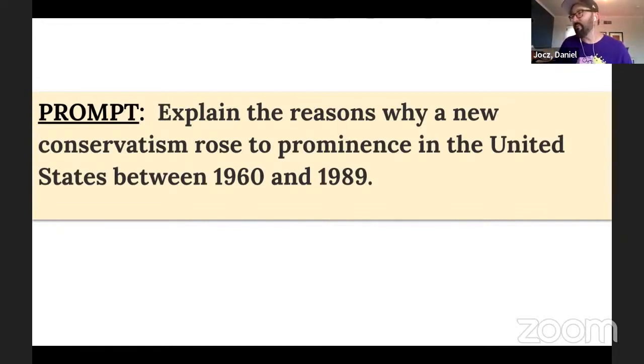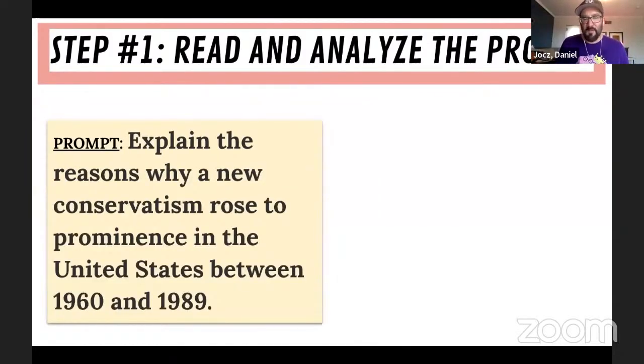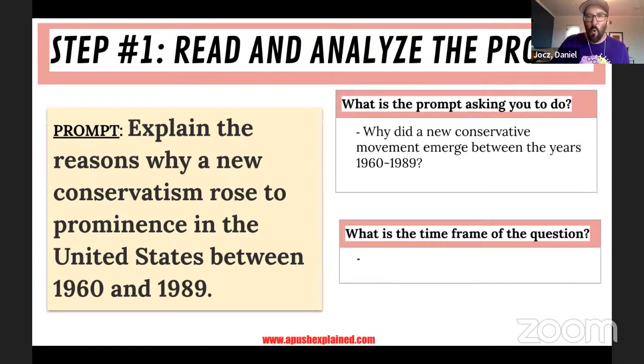I'm going to give you some examples of this bad boy, and we're going to walk through it. If you have some questions after that, let me know. So the first step is to read and analyze the prompt and really make sense of what it's saying and hopefully figure out, what is the prompt asking you to do? The good thing about this particular prompt is it's pretty straightforward. It's basically asking you, why did a new conservative movement emerge between the years 1960 and 1989?